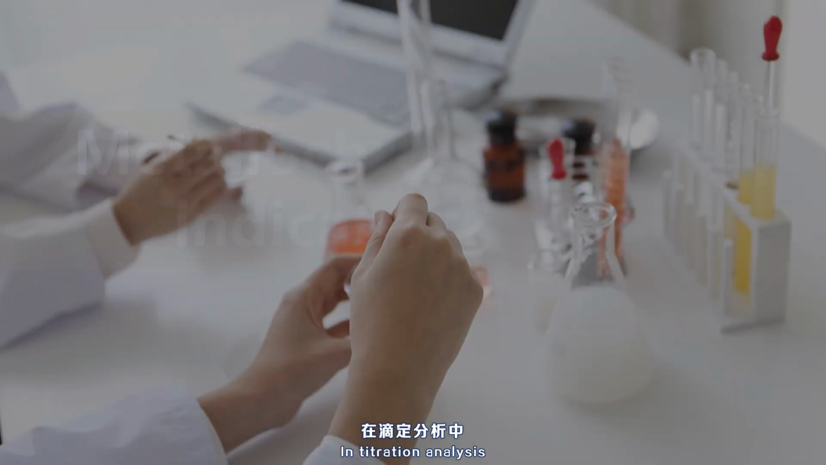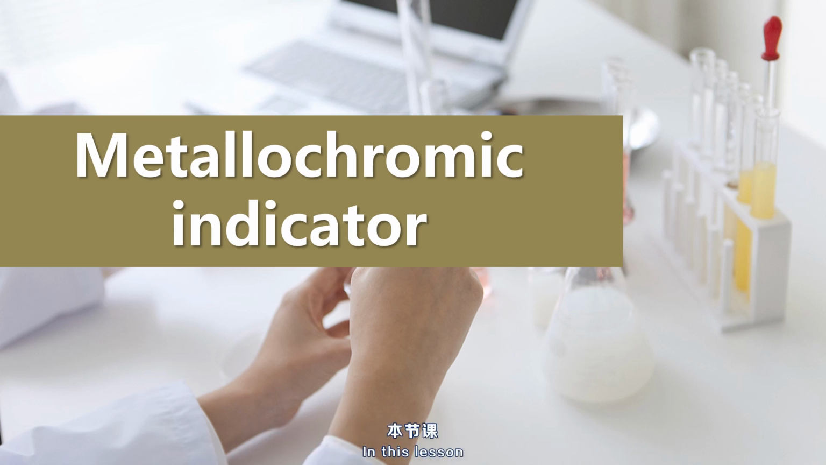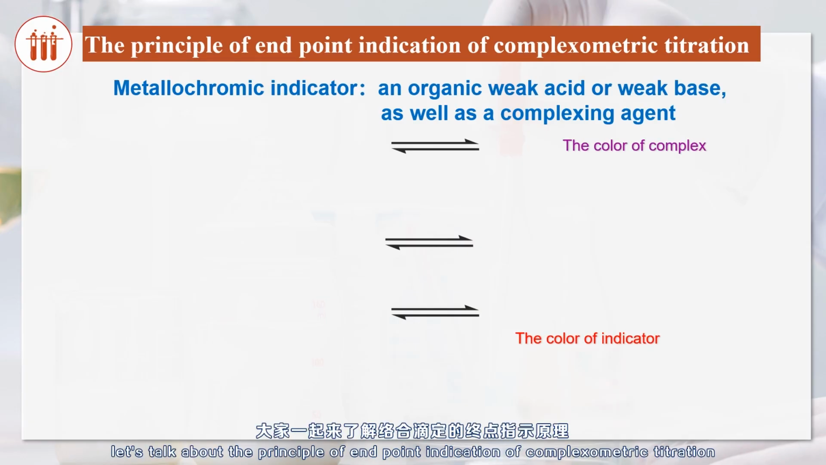In titration analysis, the color change of an indicator is usually used to indicate the endpoint. In this lesson, we will learn the principle of endpoint indication and indicator selection of complex matrix titration. First of all, let's talk about the principle of endpoint indication of complex matrix titration.